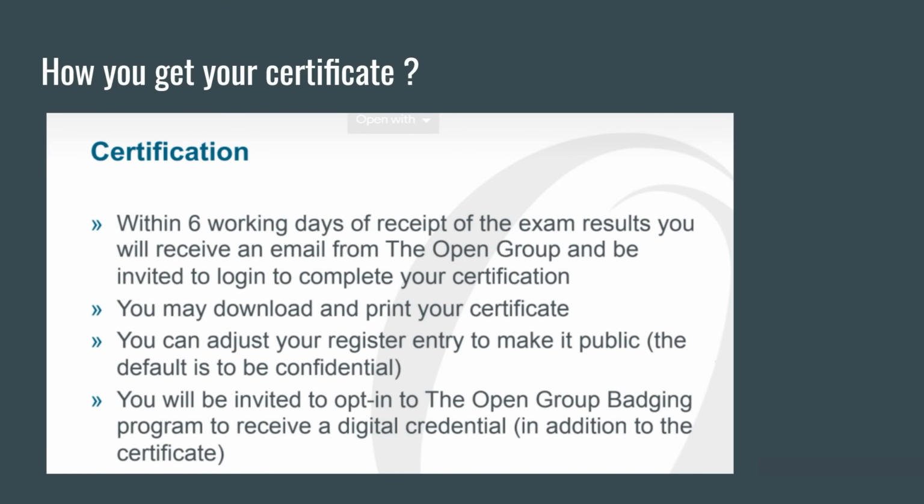So how do you get your certificates? You get your certificate 6 working days after you pass your exam. It will be sent to you through email, and OpenGroup will invite you to log in and complete your certification. You can also download and print your certificate, and you can adjust your registry entry to make it public. At the time you will be asked whether you want to keep the certificate public or private.